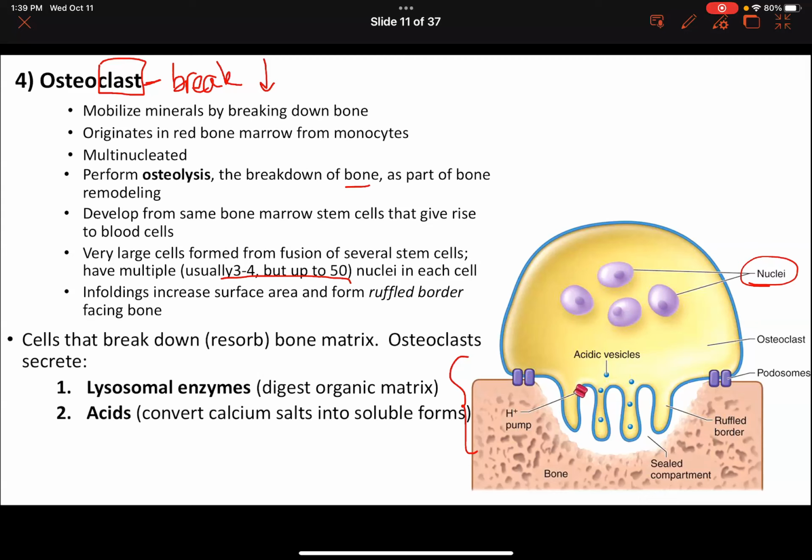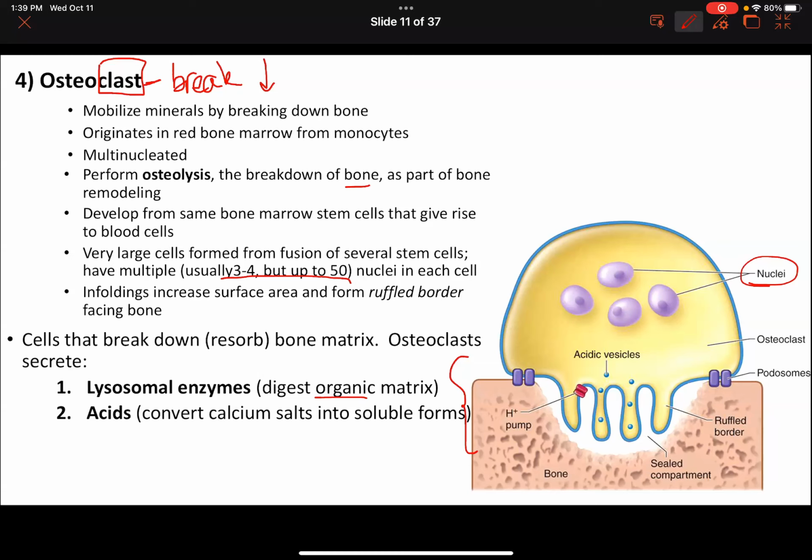These cells that break down the bone matrix and resorb it are going to secrete 2 things to help do that. One thing that the osteoclasts secrete are lysosomal enzymes. These are enzymes that are going to digest organic matrix. So the organic part of the matrix in bone is going to be digested by these enzymes.